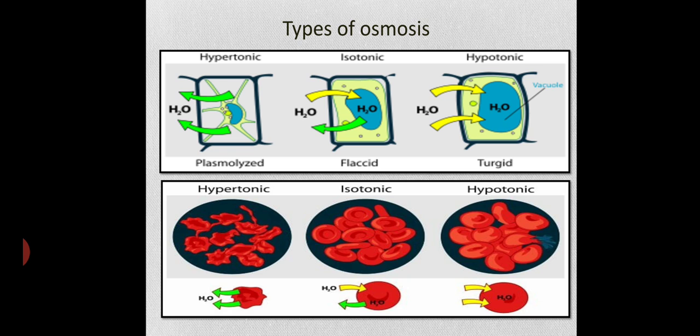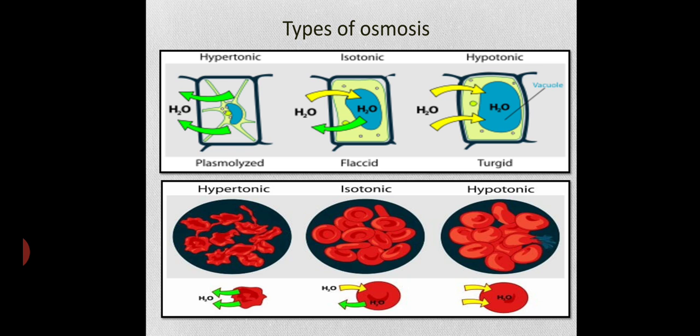Moving to isotonic solution. Now, in isotonic solution, it's very simple. The water content outside the cell and inside the cell is the same. So, same amount of water outside, same amount of water inside. So, basically, there is no movement of water at all, or you can say it's always balanced out. So, in isotonic solution, the water level is always balanced out.